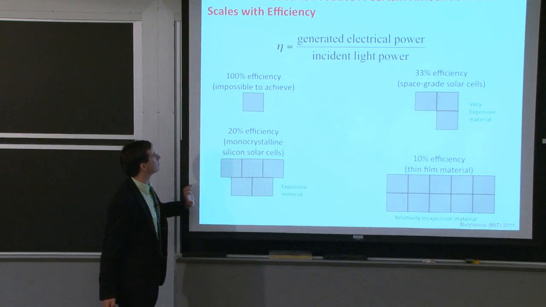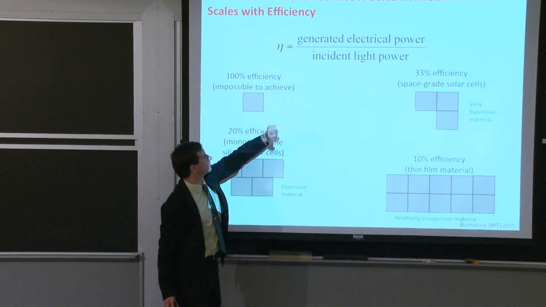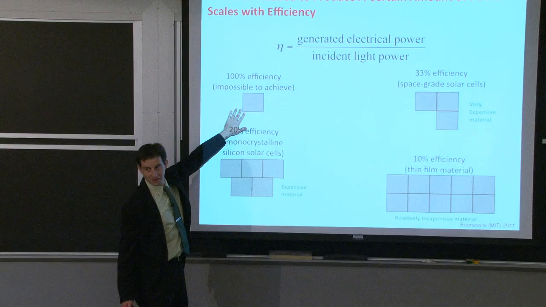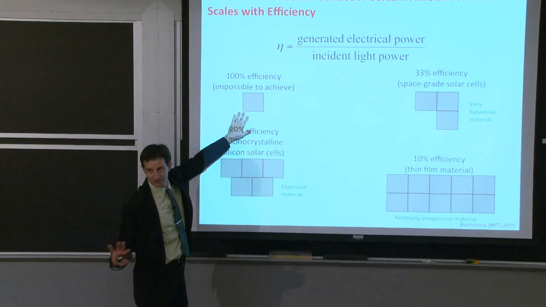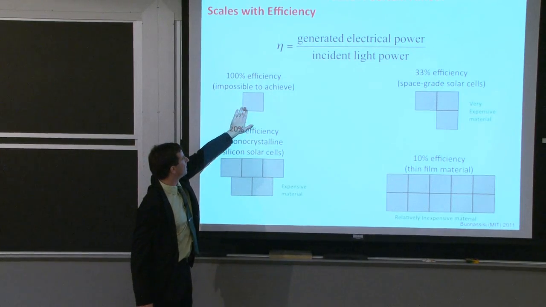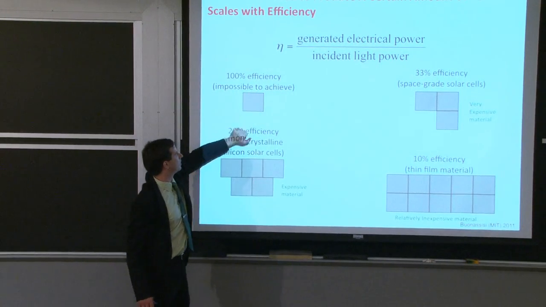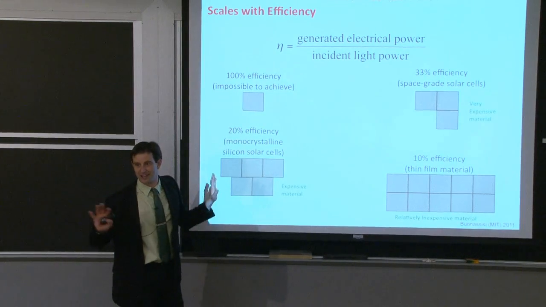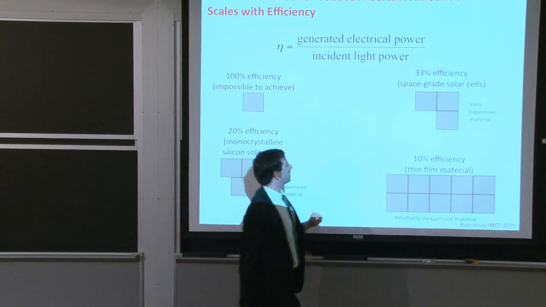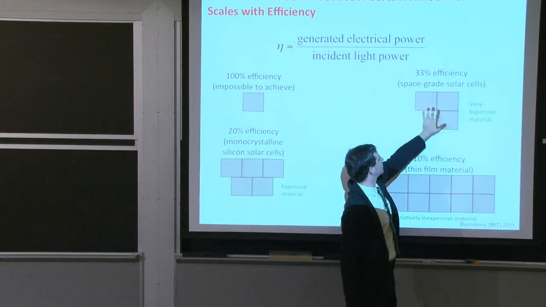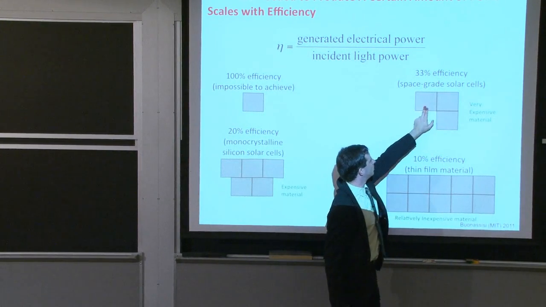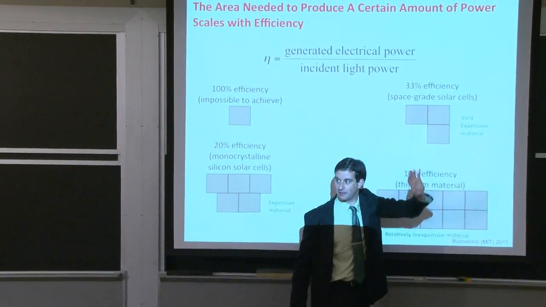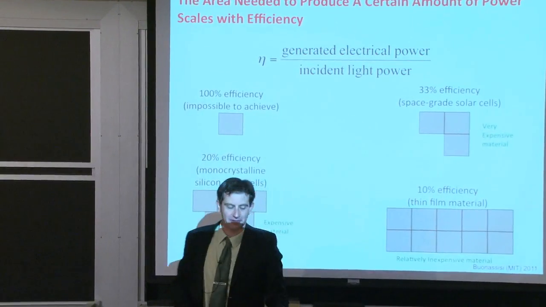To put it into perspective, if the efficiency is determined by the output power versus the input power, if we had 100% conversion efficiency, which is thermodynamically impossible to achieve, we would produce a certain amount of energy per unit time, or a certain amount of peak power, with this panel right there. Say that's the size of our field installation. If we had a 33% efficiency cell, which is closer to space-grade solar cells, we'd need 3 times that area. So 3 times the encapsulants, 3 times the glass, 3 times the labor to install it.